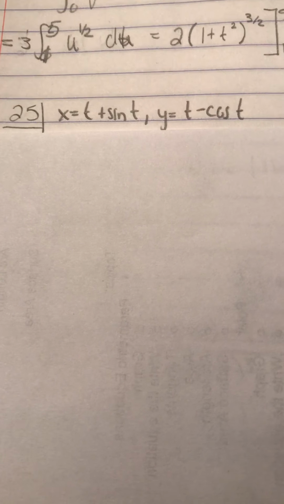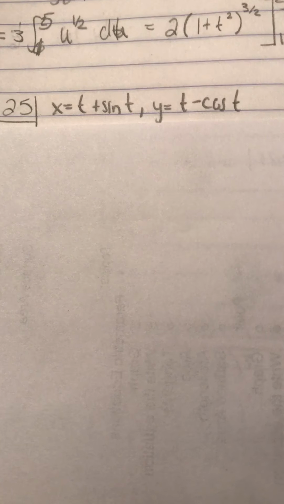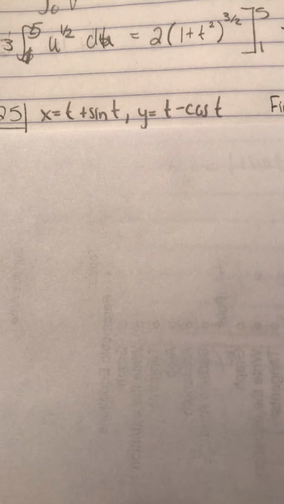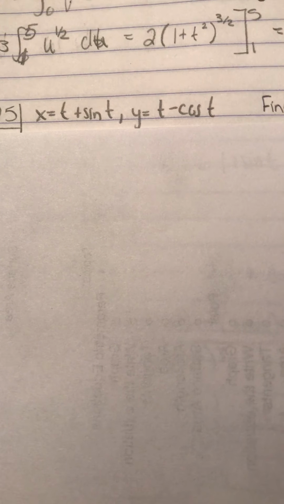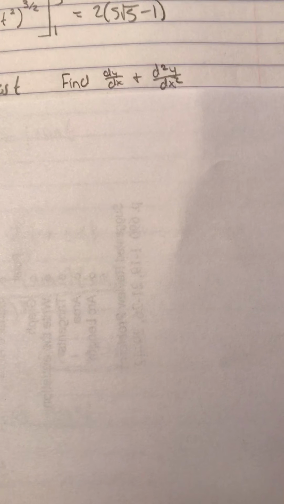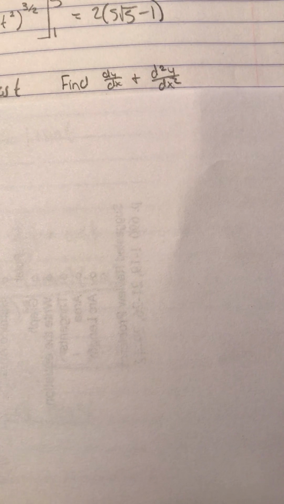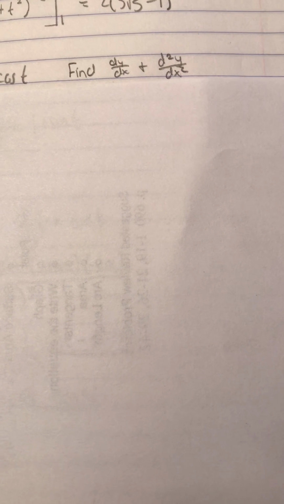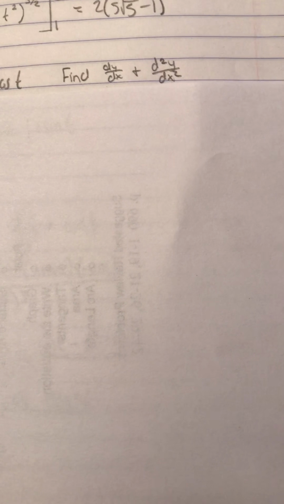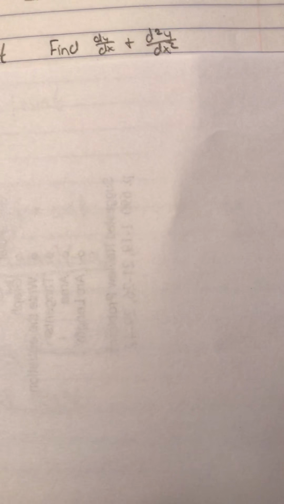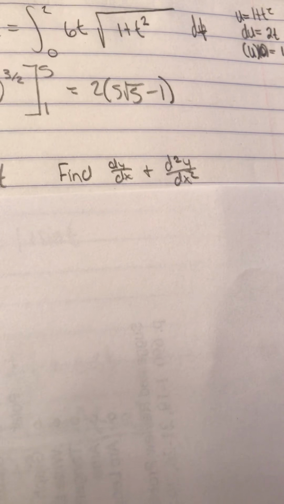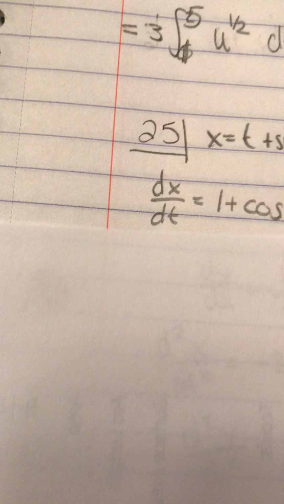Okay, so here we have the equation x equals t plus sine t, and the equation y equals t minus cosine t. And then you're going to find essentially the slope, dy over dx, plus the second derivative of y over the second derivative of x, or the equation for that. So here's what we're going to do.